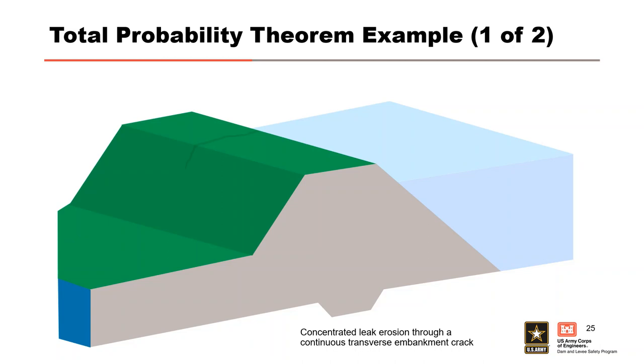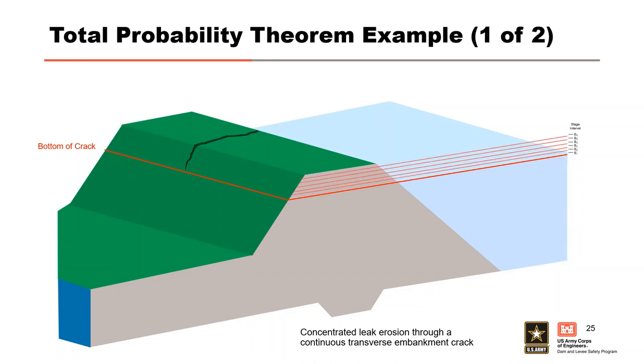Consider an embankment dam with a continuous transverse crack. The crack extends down to a certain depth. Failure as a result of this crack through concentrated leak erosion can only occur if the reservoir stage gets above the bottom of the crack. We can take the range of stages that exceed the base of the crack, the only ones that can result in failure, and divide them into a set of intervals as shown here.